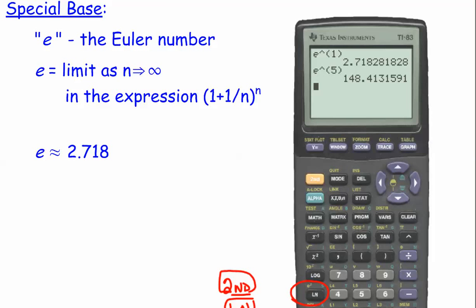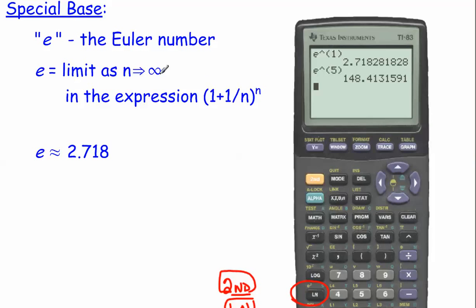In any discussion with exponential functions, we can't neglect a special base that we often use, and that's the base e. It's referred to as the Euler number, named after the man who discovered this. And he defined, or not discovered, but defined e to be the limit as n goes to infinity in the expression 1 plus 1 over n raised to the n.